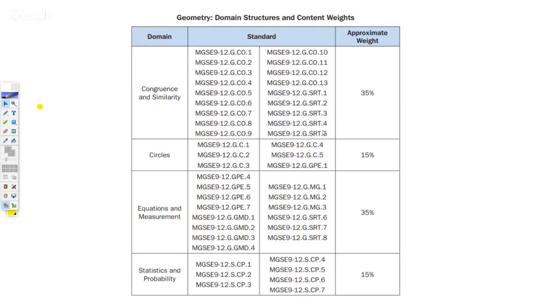This is how the breakdown is, and we're going to kind of spend our time in this amount. You're going to have 35% of the test on congruence and similarity. That means transformations, that means proofs, that means side angle side, dilation, scale factor. 15% is on circles, specifically interior angles, exterior angles, 2 chords interacting, especially this thing, and you're going to repeat it after me because I need you to know it.